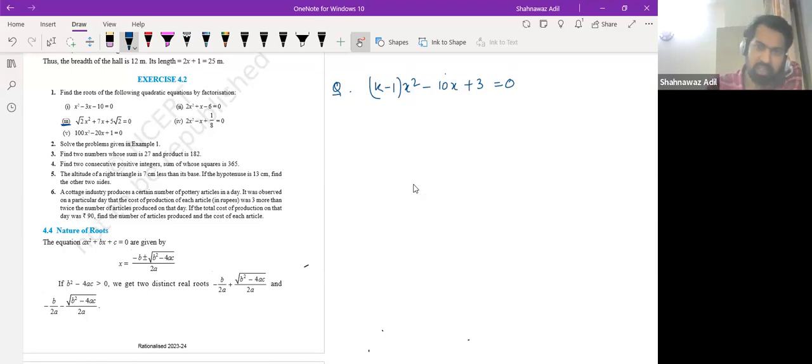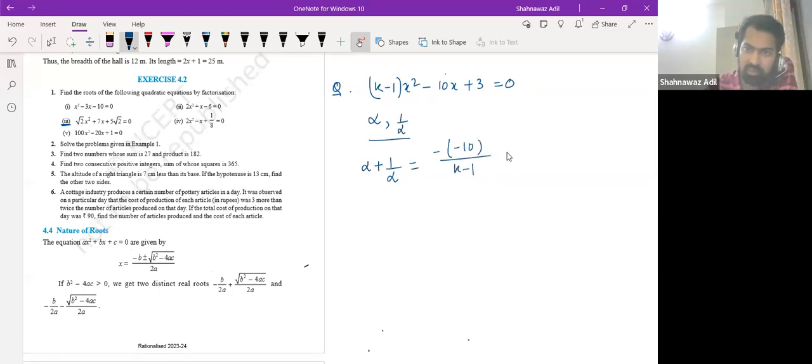Okay, so one of the roots is alpha and the other root would be how much? Reciprocal of the other, so 1 by alpha, right? And we know the sum of the roots: alpha plus beta equals minus b by a, and that would be minus of minus 10 by k minus 1, so this is 10 by k minus 1.